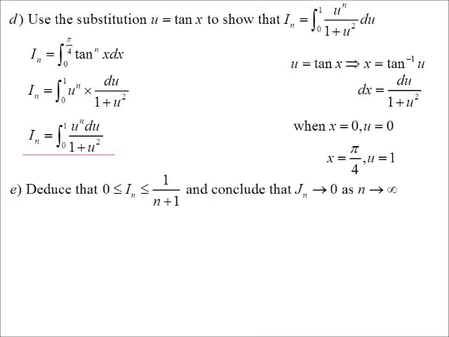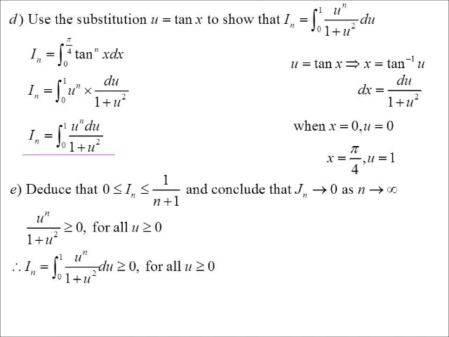Now deduce that I_n is always between 0 and 1 on n plus 1, and then from there we will conclude that J_n must approach 0 as n approaches infinity. Well, the 0 bit's easy. u to the power of n on 1 plus u squared must be positive for any u that is positive. And if you look at our integral, we're going from 0 to 1, so we are always using positive numbers. So we know that integral will always be positive.